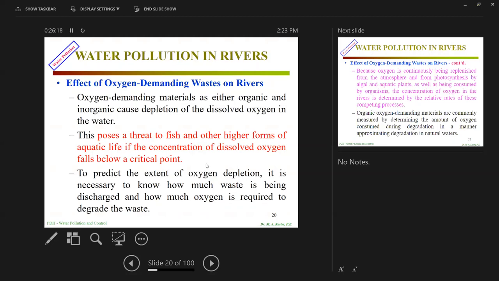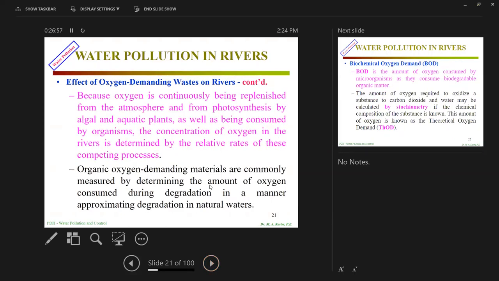So that's another reason we have a problem. If we put a lot of organic material there, then the microorganisms will decompose the organic matter. In time, the microorganisms will absorb all the oxygen in the water. That means the water will be without oxygen. If the water is without oxygen, then the fishes and other aquatic life will not be able to survive, because they're not getting oxygen. So to predict the extent of oxygen depletion, it is necessary to know how much waste is being discharged and how much oxygen is required to degrade the waste. So that's another measure, the BOD. You will learn more about it. How we do things like that, the BOD will tell us. This is one of the parameters that we use to measure those things.